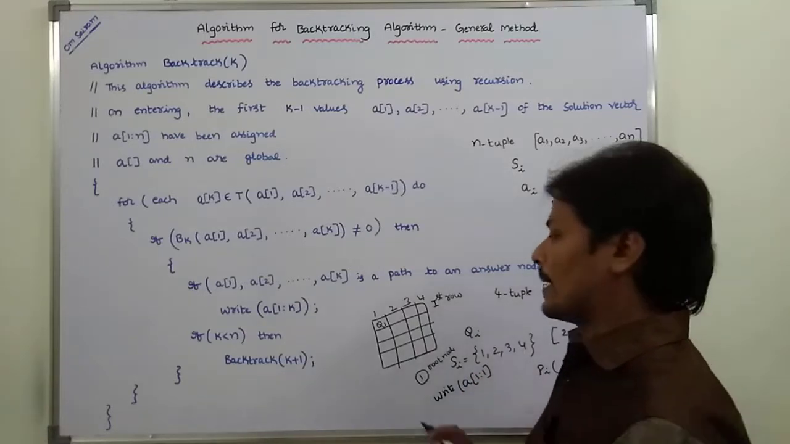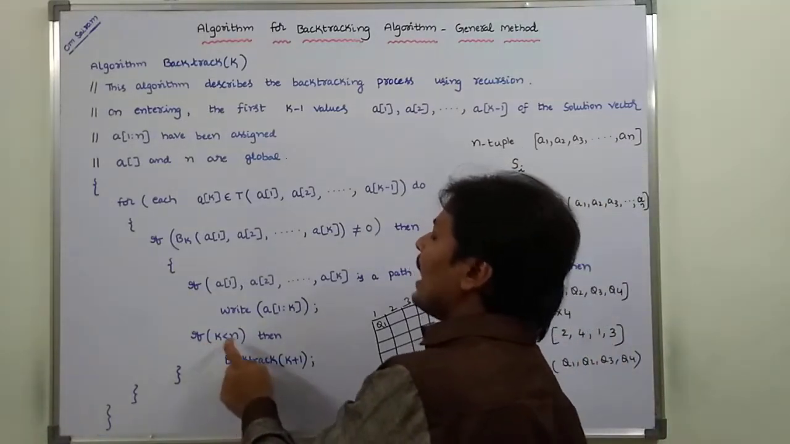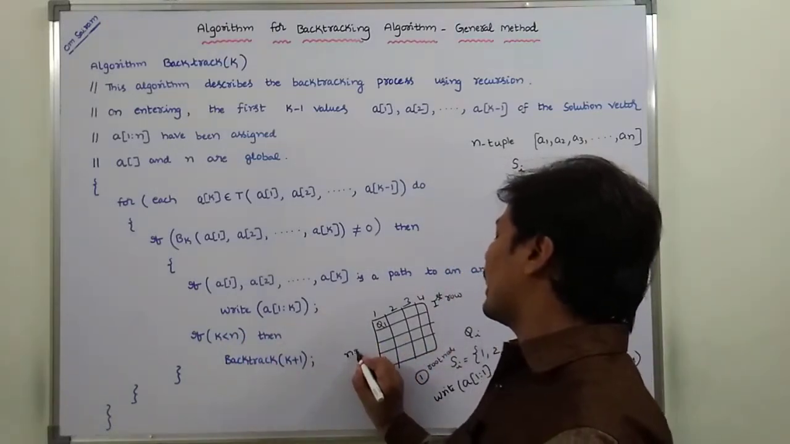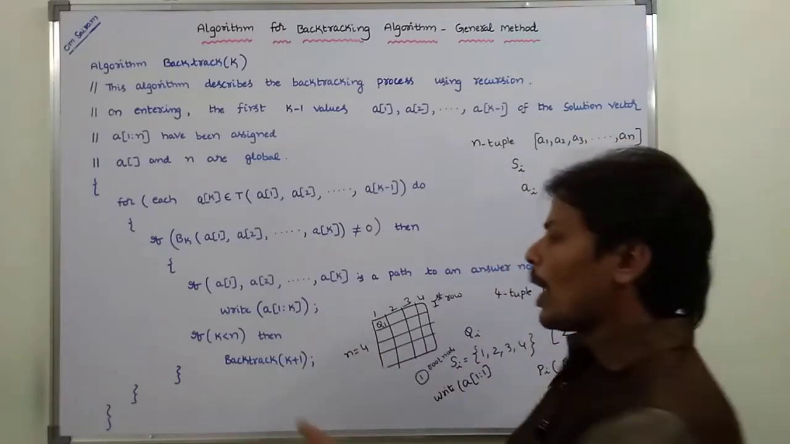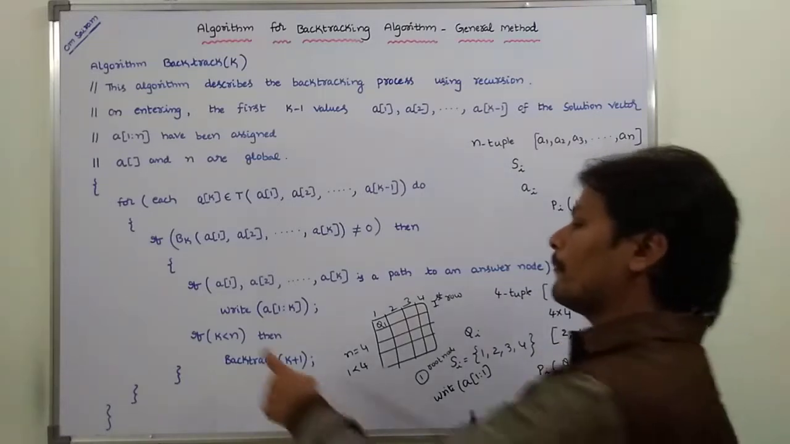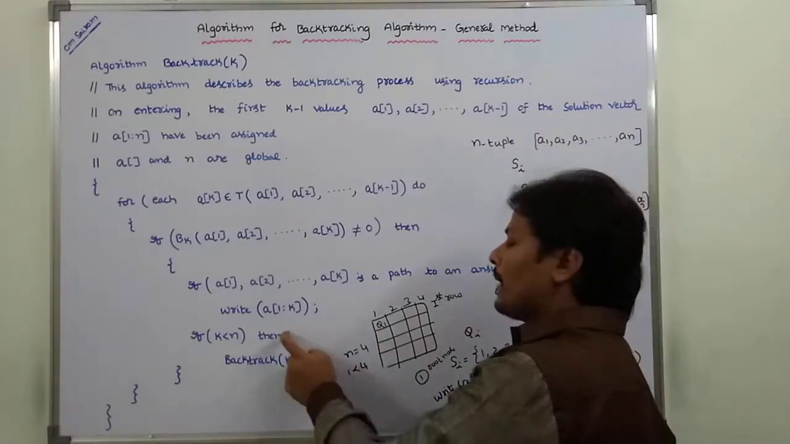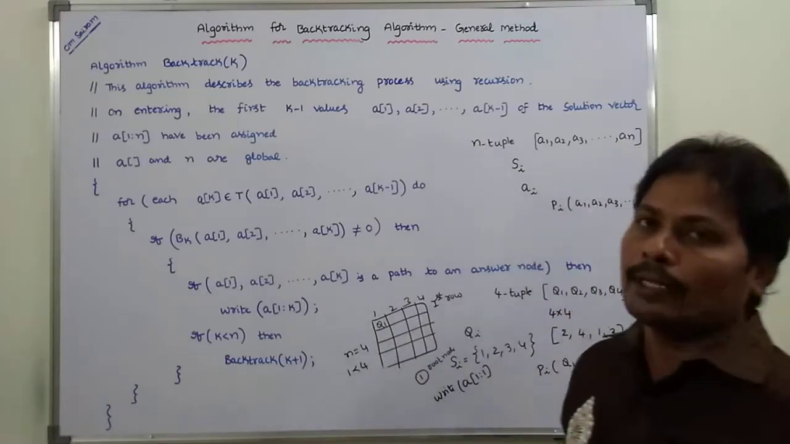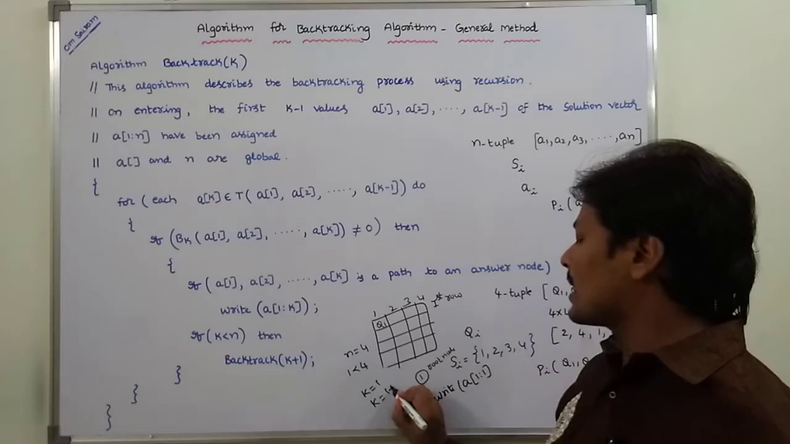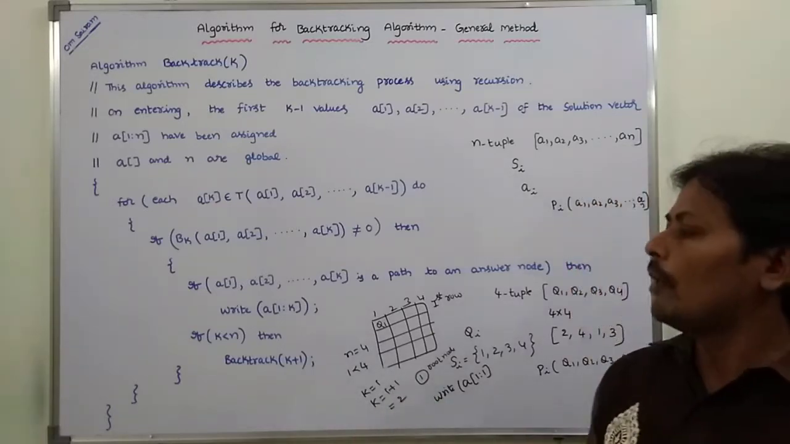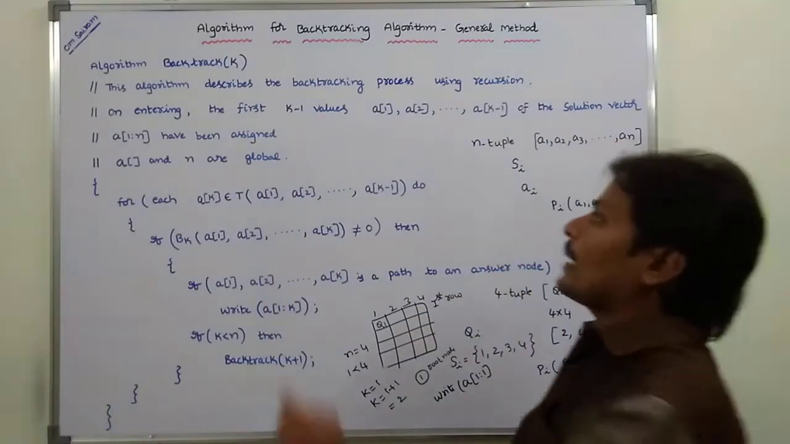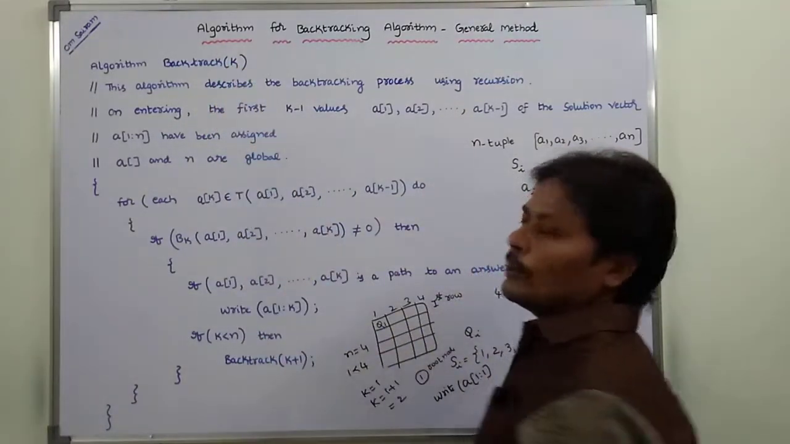Next, if k is less than n. Here n is equal to 4, so we have to place 4 queens. Now the k value is 1, and 1 is less than 4. So yes, if the condition 1 less than 4 is true, then backtrack of k plus 1. K is initially 1, now k is equal to 1 plus 1, that is 2. Now backtrack of 2, so the backtrack k value is equal to 2.